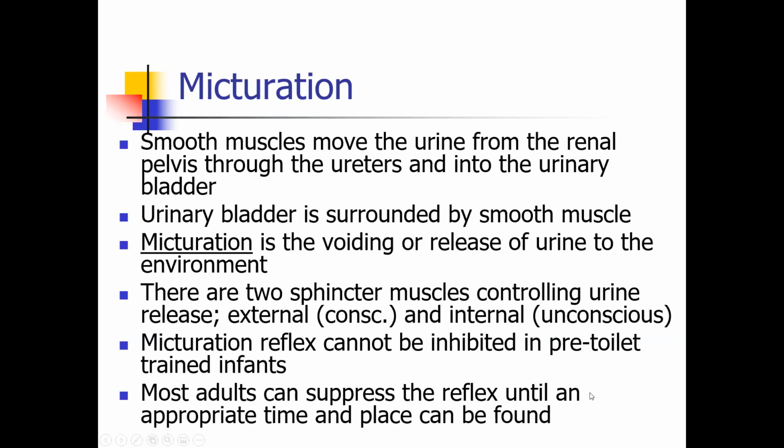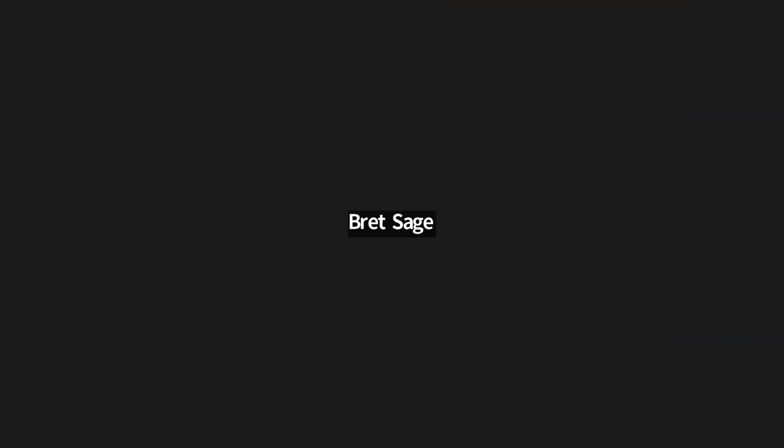Most adults can suppress the reflex until an appropriate time and place can be found. Okay, so most of us do find appropriate places to micturate. All right, and that's it for that chapter.